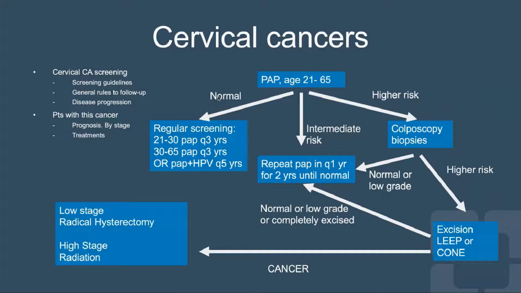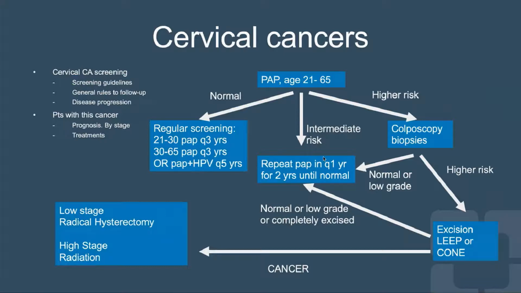Generally, we're screening women between the ages of 21 and 65, and regular screening intervals are generally every 3 years from age 21 to 65. However, in women 30 to 65, we can do PAP plus HPV, and then we use a 5-year screening interval. Now, if we find small abnormalities, and these may be low-grade abnormalities or the ASCUS PAP, atypical squamous cells of undetermined significance, we'll repeat a PAP every year for 2 years until normal, then go back to regular screening.